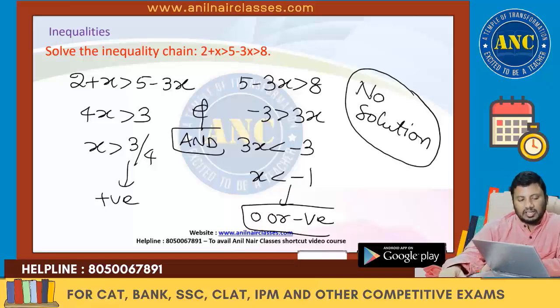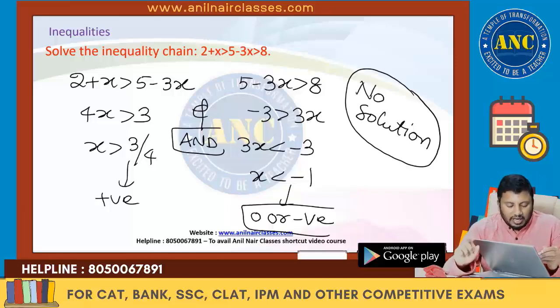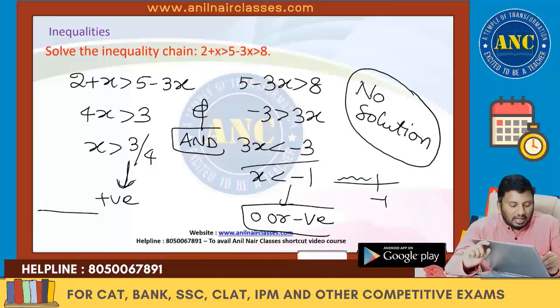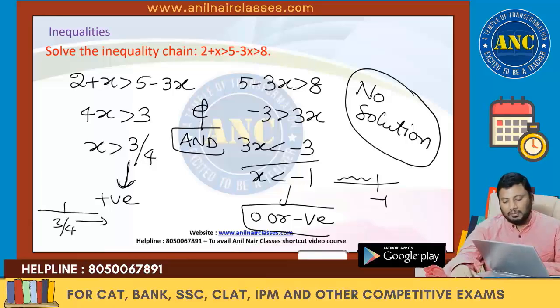2 plus x greater than 5 minus 3x: 4x greater than 3, x greater than 3 by 4. It is a positive value. One is going to the left hand side, negative. Another is going to the right hand side, positive. There cannot be any intersection. It is an AND condition. Answer is no solution.